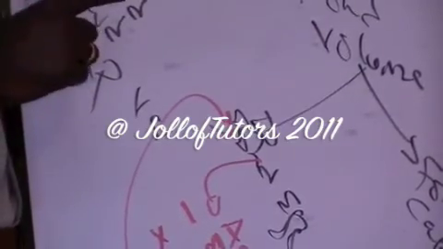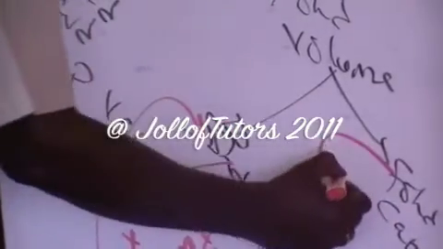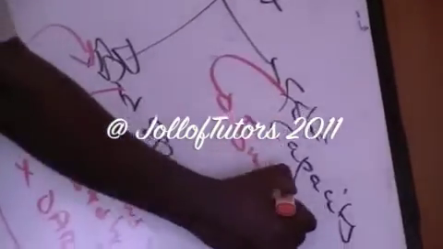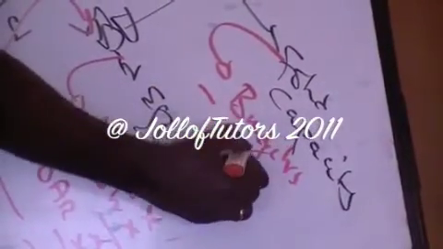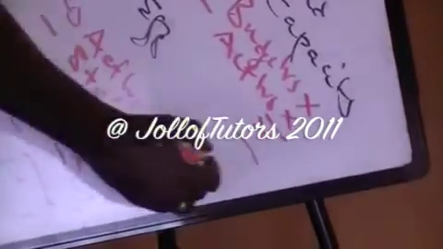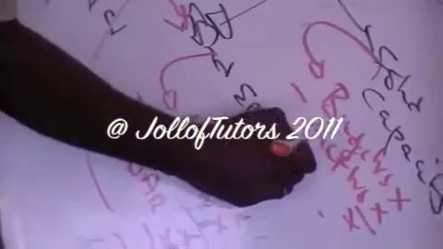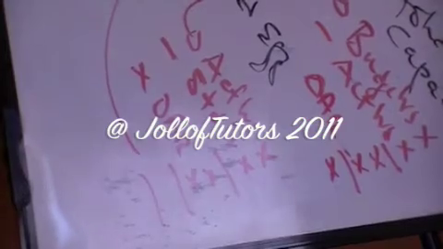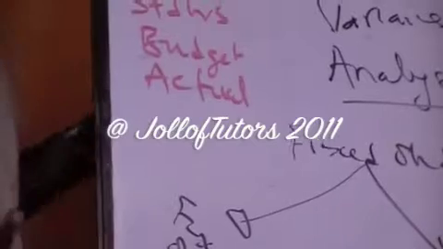Now, the fixed overhead capacity variance, we said the budgeted hours is different from the standard hours. The capacity variance is the difference between the budgeted hours minus the actual hours. The budgeted hours minus the actual hours will give us the capacity variance. Of course, we multiply by the overhead absorption rate per hour again to give us the fixed overhead capacity variance. Now, what is the difference then?